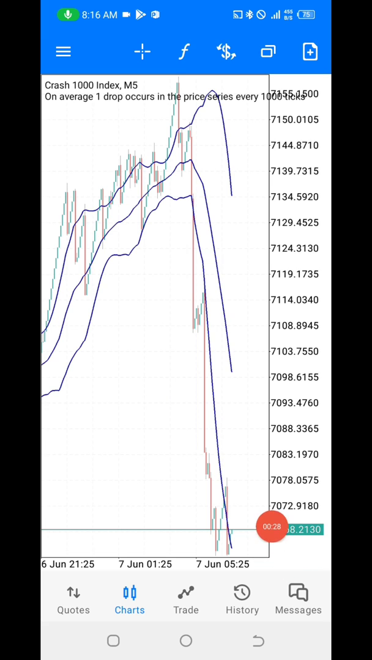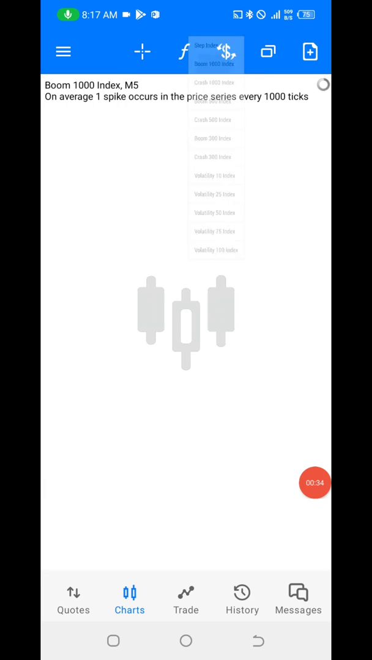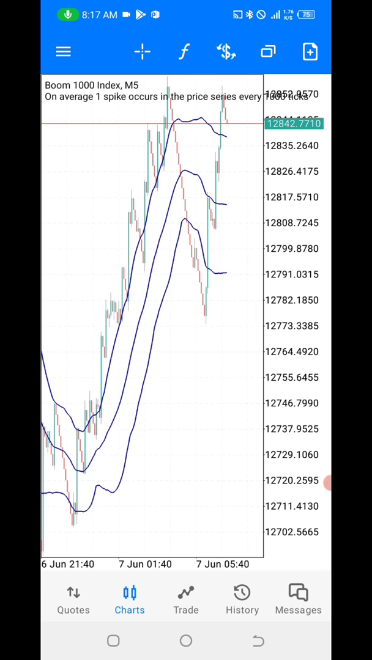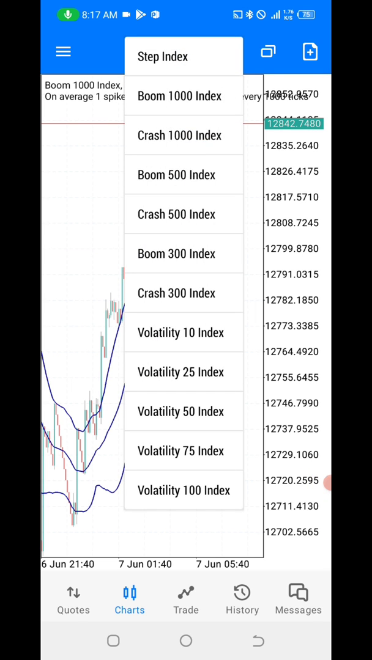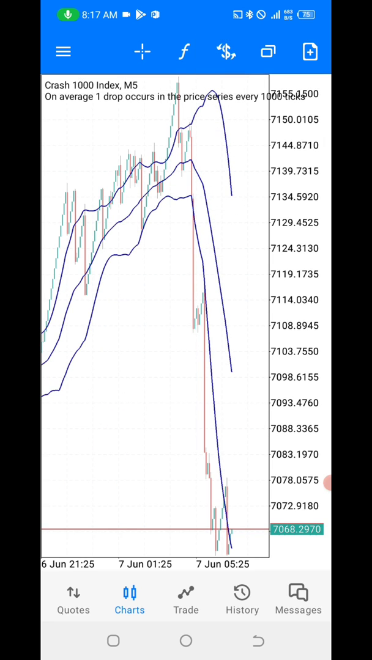And here I see conditions that is about to be met. I want you to just take a look at this place. Actually, there's another condition on boom 1000, but I think that of crash 1000 will be met first, okay?